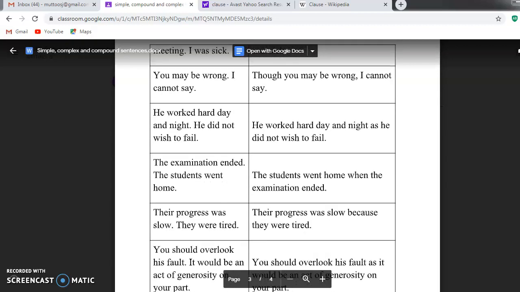When it comes to complex, you may be wrong, I cannot say. How can you convert simple to complex? Though you may be wrong, I cannot say.